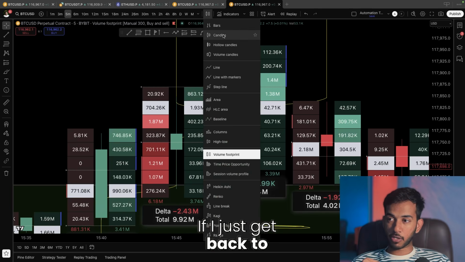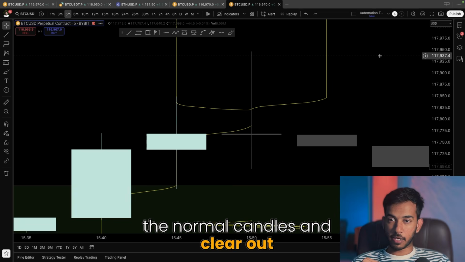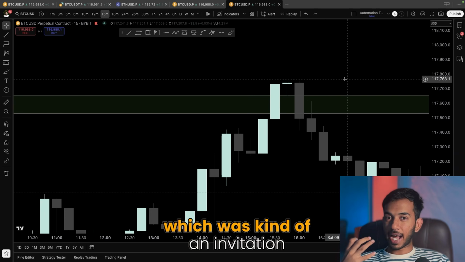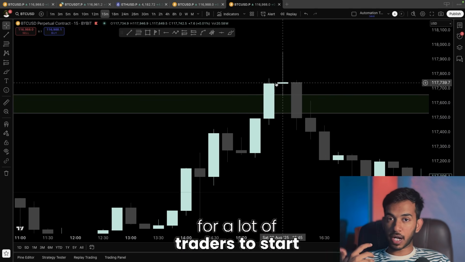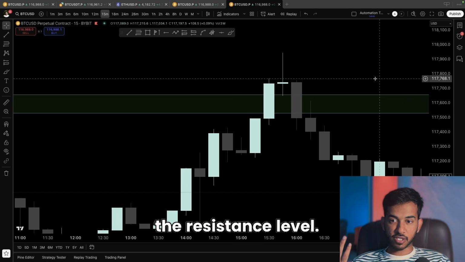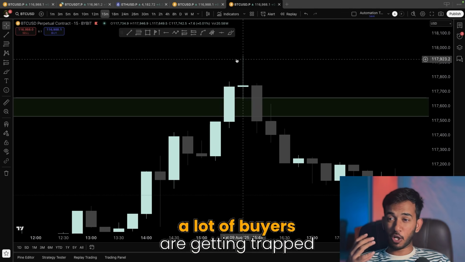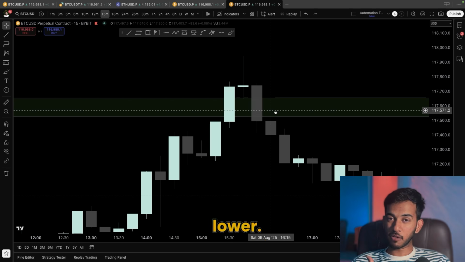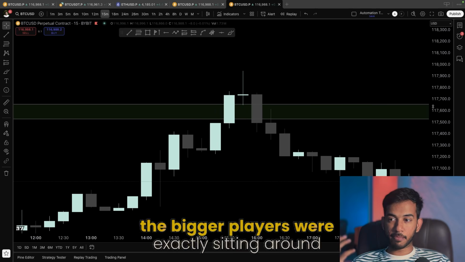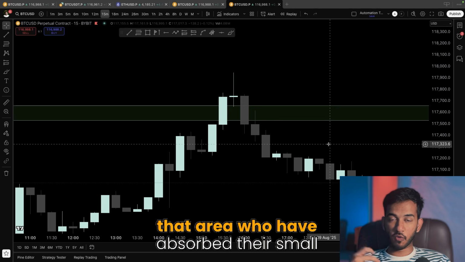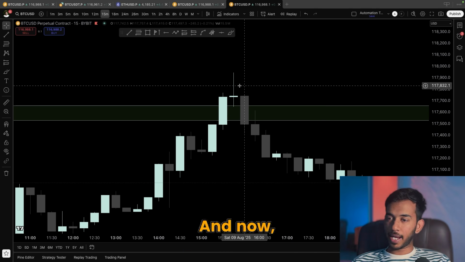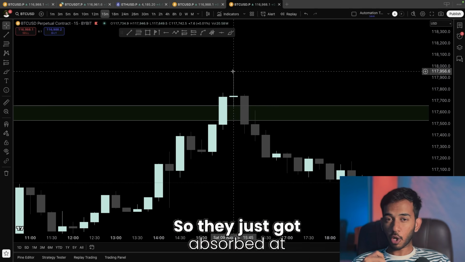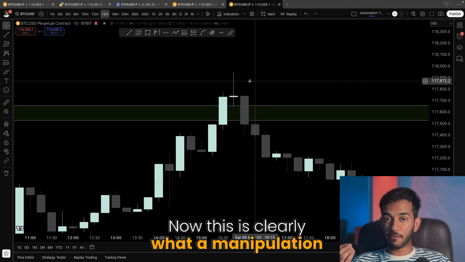All right, if I just get back to the normal candles and clear out all the noise, now what you see is a normal candle at the top, which was kind of an invitation for a lot of traders to start to buy because we got that breakout of the resistance level. But if you would have spotted that a lot of buyers are getting trapped at the top, now the price has started to grind slowly lower. That is a clear indication that the bigger players were sitting around that area and have absorbed their small quantity, because 1-2 million is still a small quantity for the bigger players. So they just got absorbed at the top. Now this is clearly what a manipulation looks like.